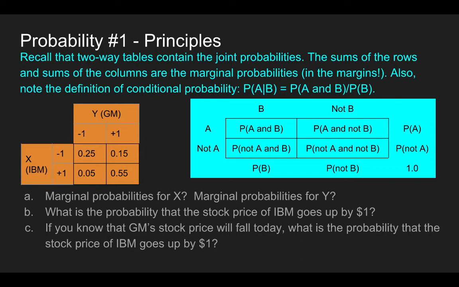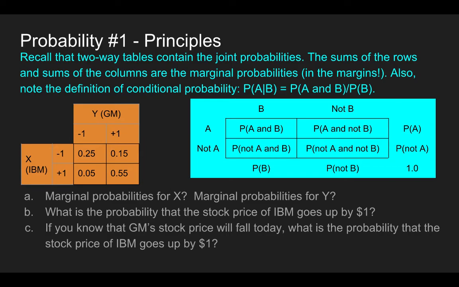You see how these two tables connect? They're slightly different shapes, but what we have is 4 different joint probabilities. This one's different because it's describing GM going up and down by 1, and IBM going up and down. Otherwise, these are the same two tables, but this one shows you the margins.